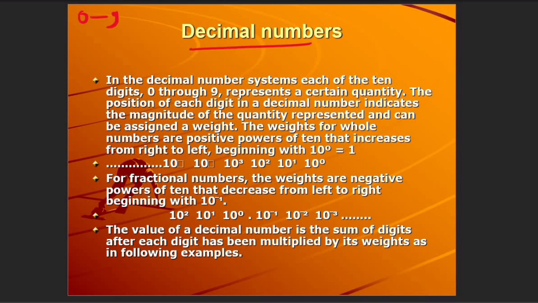For example, if we talk about 573 base 10, then each digit is weighted by 10 to the power of something. 5 is weighted 10 to the power 2, 7 is weighted 10 to the power 1, and 3 is weighted 10 to the power 0. When we add all these things, it will be equal to 573. So this is the decimal number system.